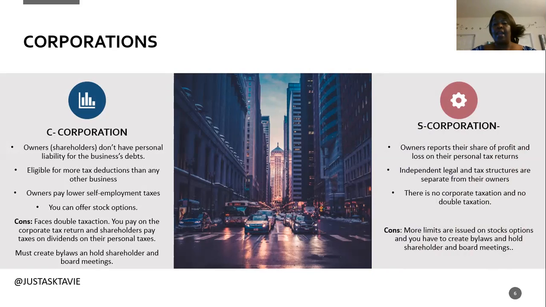As for the S corporation, the owners report their share of profit and loss on their personal tax returns. The independent legal and tax structures are separate from their owners, and there's no corporate taxation and no double taxation. The cons are there are more limits on issuing of stock options, and you have to create bylaws just like a C corporation in this area.